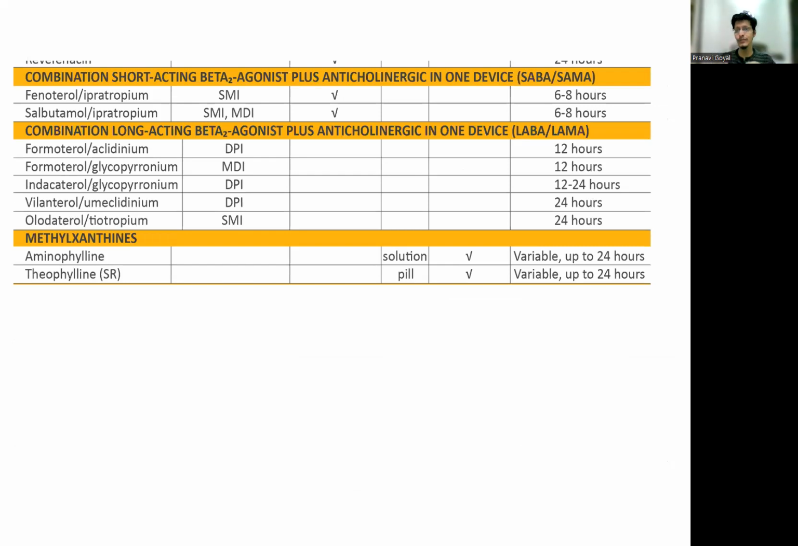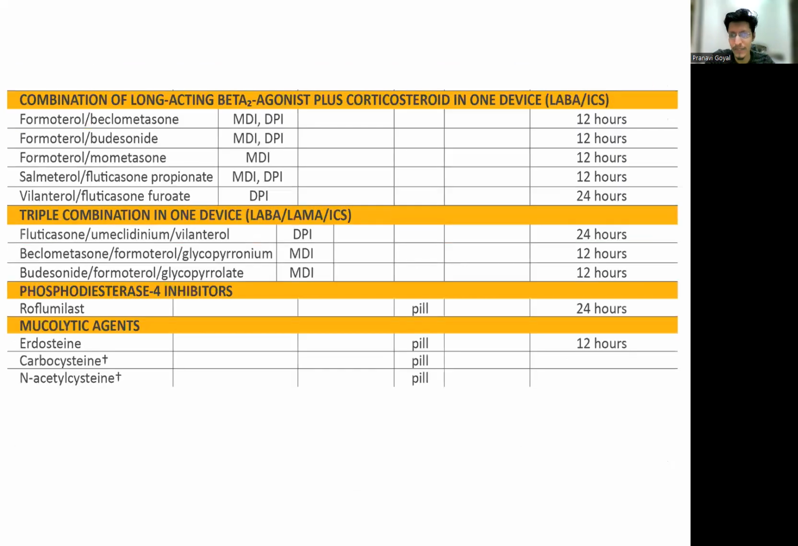Now, these days you are more into combinations of SABA with SAMA, along with inhaled corticosteroids, or LABA, LAMA, along with inhaled corticosteroids. Okay, so you have this. Methylxanthines are not in much use, but aminophylline and theophylline are still used at government hospitals and small hospitals. Then you have combinations. We have already told formoterol with budesonide, formoterol with mometasone, beclomethasone, and the triple combination: LABA, LAMA, inhaled corticosteroids.